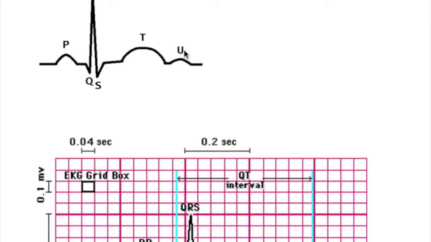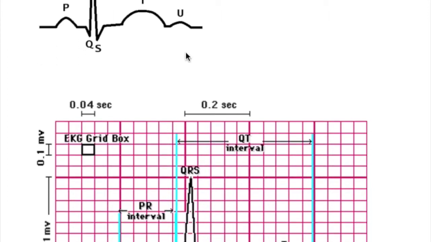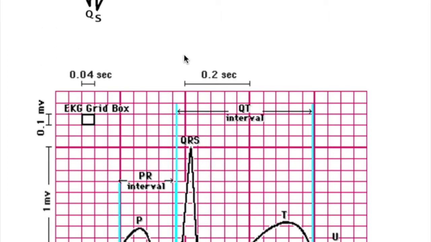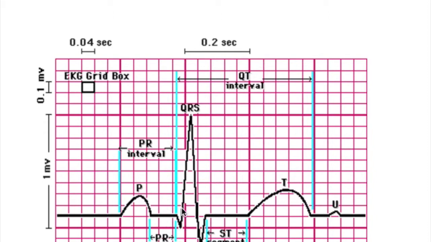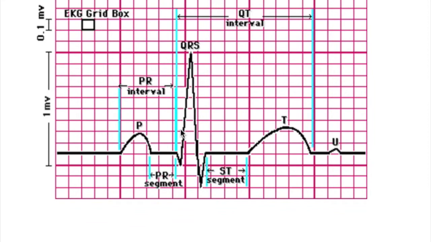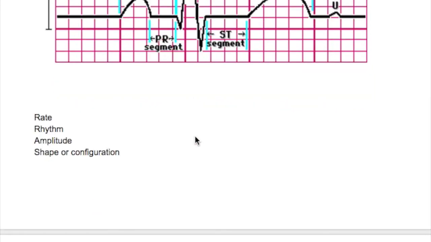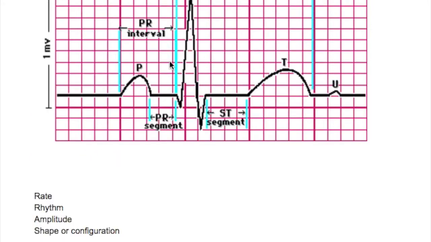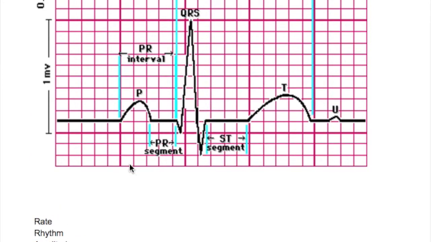So what happens when the SA node fires? When the SA node fires, we get the PQRST, the ECG tracings. So what do you see in an ECG tracing? The rate, rhythm, the amplitude or the height, and the shape of the tracing, PQRST.